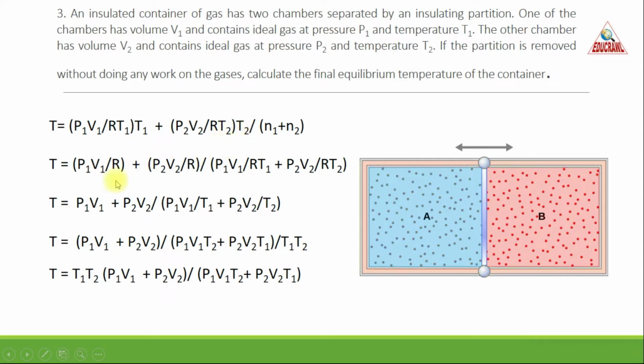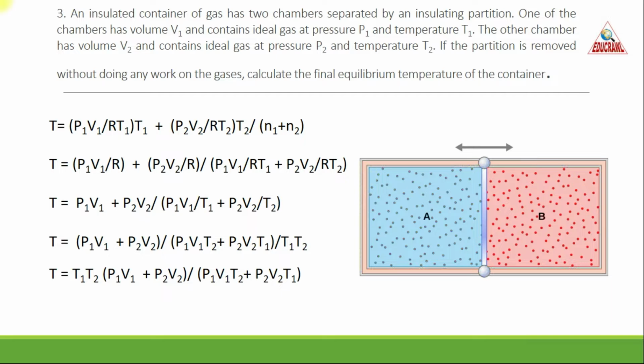So finally we will be getting the equation as P1 V1 divided by R plus P2 V2 divided by R, the whole divided by, once again here instead of N1 and N2, we have to substitute the values P1 V1 divided by RT1 plus P2 V2 divided by RT2. Now, see this term R, capital R is common in numerator and denominator. So what you have to do is, you take the R common outside in the numerator and denominator, and you can cancel those two terms.